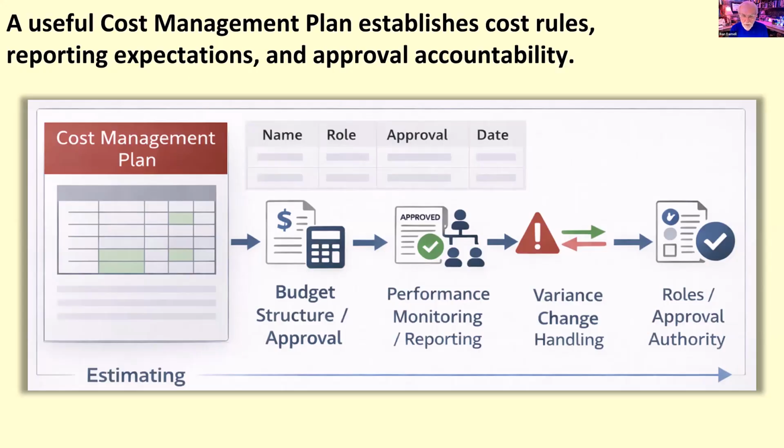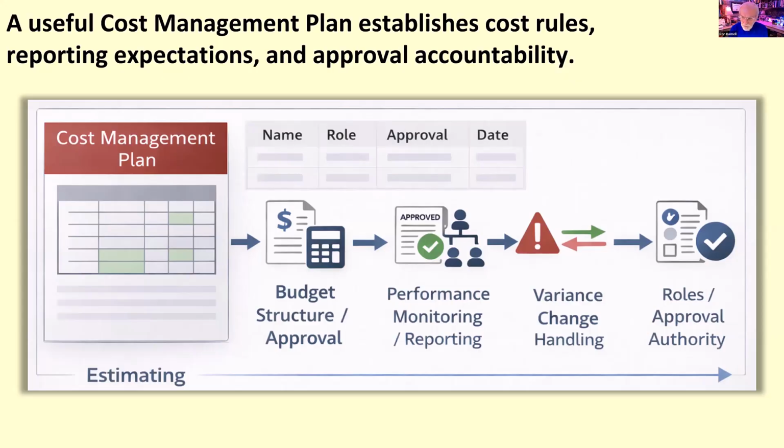The plan should also explain how the budget will be structured and approved. That includes how these estimates will be organized, how they'll be aggregated to the budget, and who has authority to review and approve cost-related decisions. This is important because budgeting is not just a technical exercise, it's also a governance activity. So we need to build into the plan who can approve and how that works.